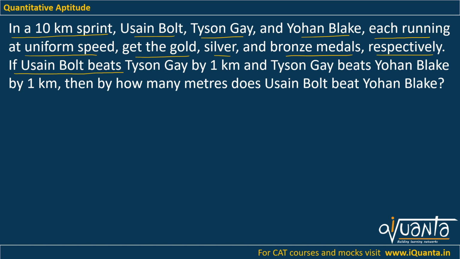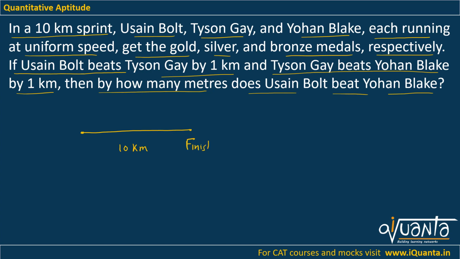If Usain Bolt beats Tyson Gay by 1 kilometer and Tyson Gay beats Johan Blake by 1 kilometer, then by how many meters does Usain Bolt beat Johan Blake? So that means there's a race of 10 kilometers. Let me assume that this is the finish line, this is the start. So it is saying that Usain Bolt is coming first, so he'll reach the finish line first.